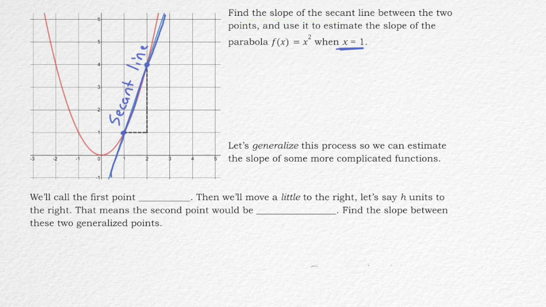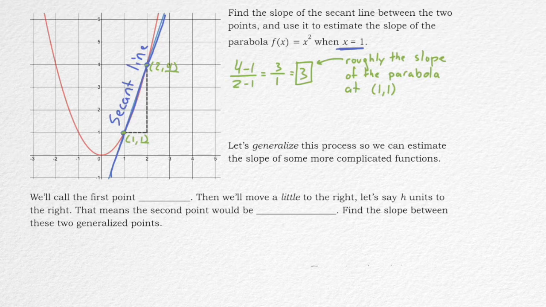So let's actually do this. Let's find the slope of the secant line between these 2 points. The first one is 1, 1, and the other one is 2, 4. And if you think of like rise over run, well, the rise, that's just the difference in their y values, so 4 minus 1. And then run is just the difference in their x values, so 2 minus 1. And that, of course, just gives me 3 over 1, which is just 3. That means the slope of that secant line is 3. So that secant line is telling me roughly what the slope of the parabola is at that x value of 1, which on the parabola, that was the point 1, 1.